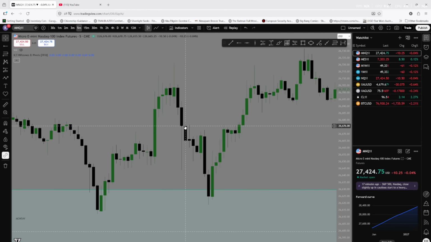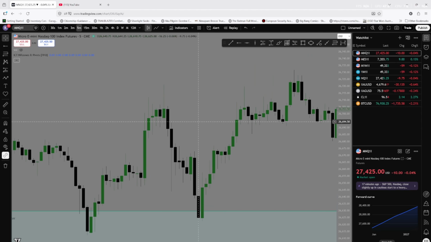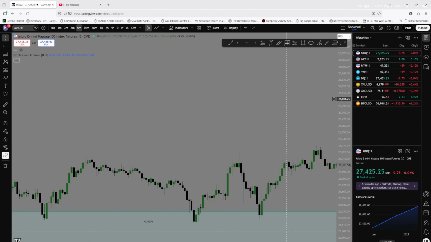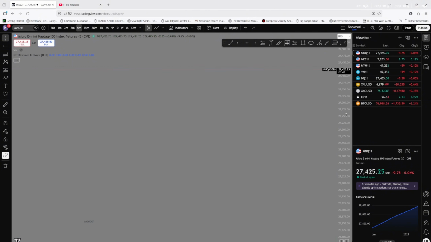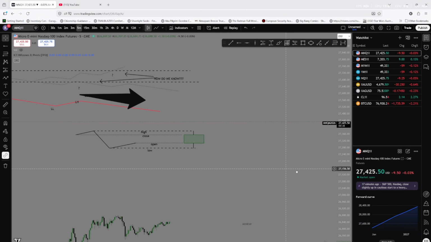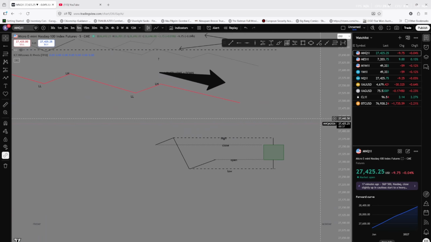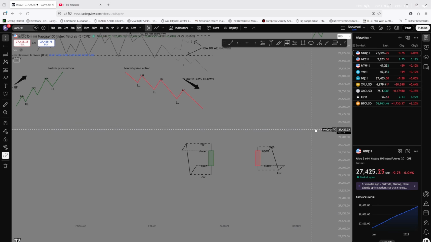Moving on to the next candle, the same thing. Price opened up here, moved up, moved down, and finally closed. That is it. I hope that's fairly straightforward. Don't want to drag it out completely. So that is your candlesticks.